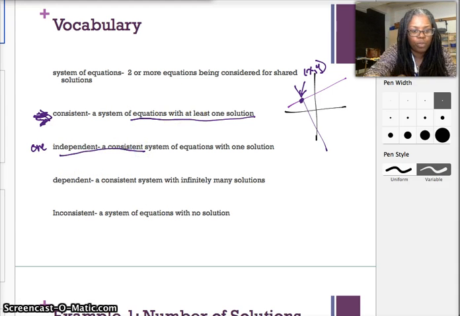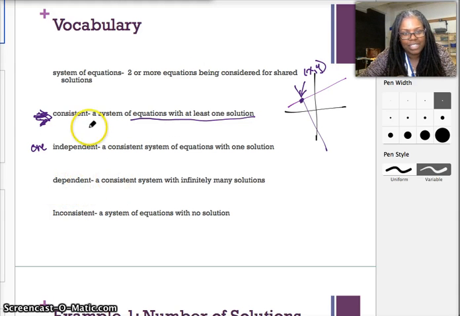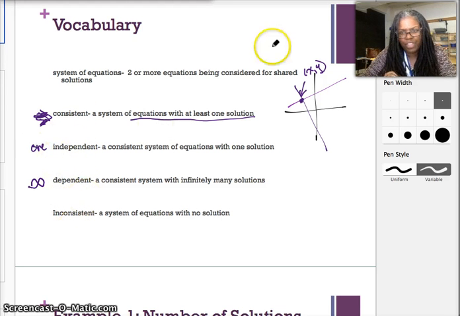Sorry for writing over the work. That's called independent. If you have a system that's consistent, meaning there's at least one solution, and it has infinitely many solutions, we call it dependent. So one solution or infinitely many solutions. So you have to be independent and consistent or dependent and consistent, right? Now, inconsistent is not within this, so I'm going to use orange. Inconsistent is simply when you have a pair of linear equations with no solution.